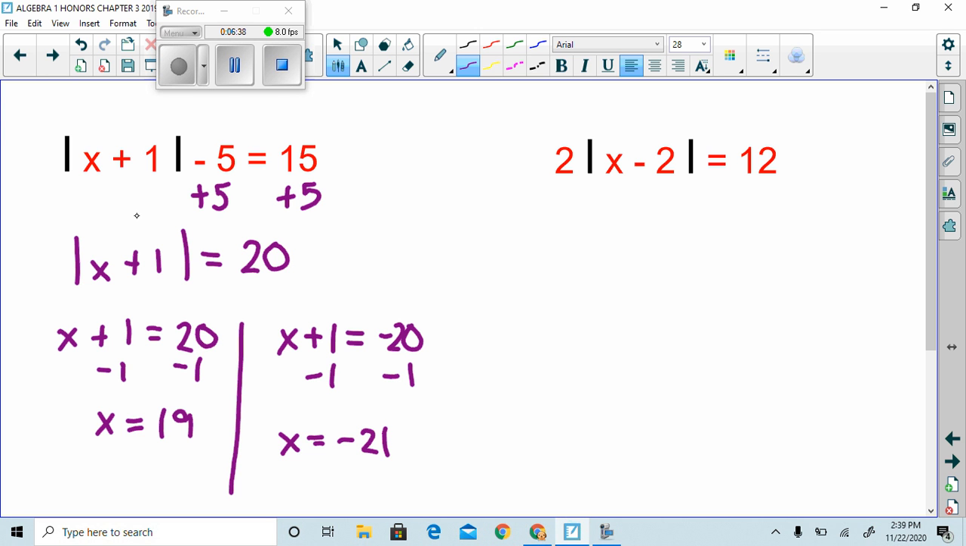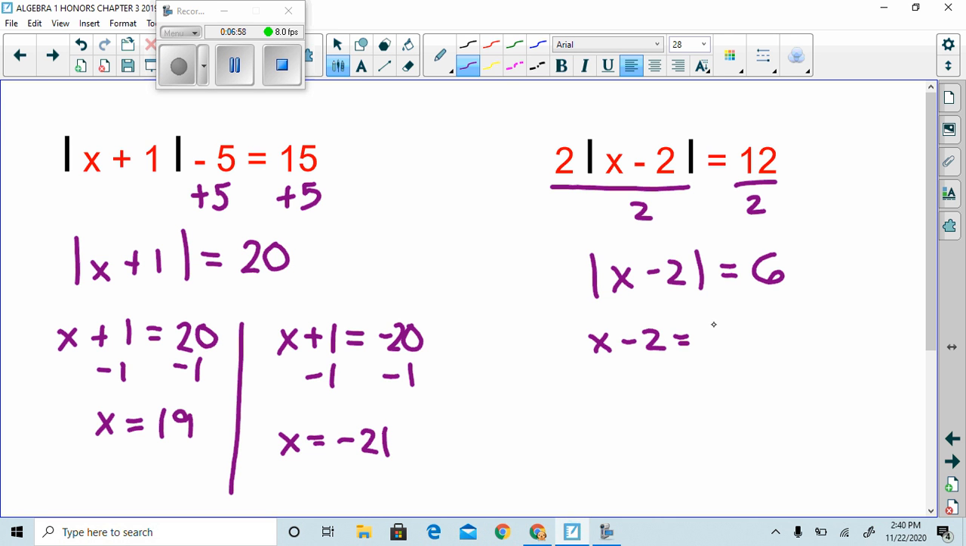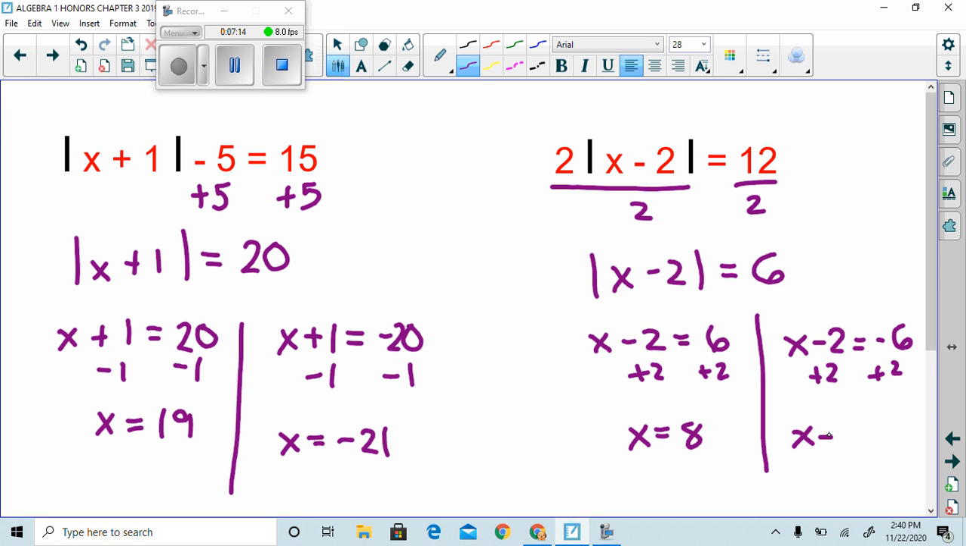Again, I see an absolute value expression, and I see something on the outside. 2 is multiplied by that expression, so I have to isolate by dividing by 2. Now that I have it isolated, I can go ahead and write those two equations. X minus 2 equals 6, and x minus 2 equals a negative 6. Add 2. X is equal to 8. Add 2. X is equal to negative 4.